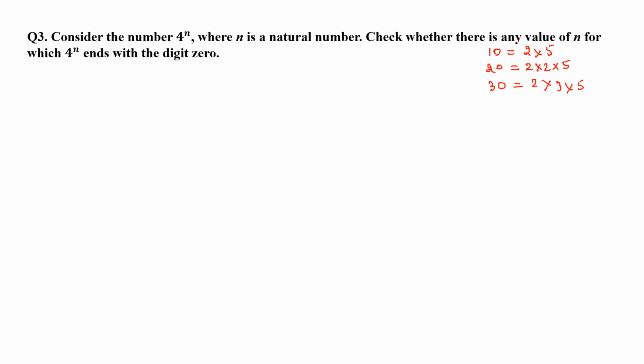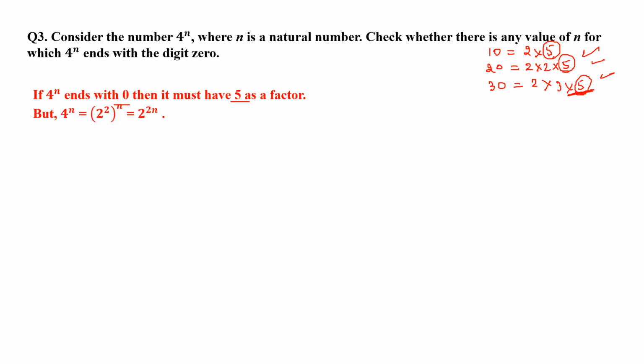Now what will you observe in all the three numbers? You can observe that all the numbers have 5 as one of the factors, isn't it? So it means that if a number ends with 0, then 5 should be one of the factors, isn't it? So if 4 to the power n ends with 0, then it must have 5 as a factor. So let's check whether we will get 5 as a factor or not.